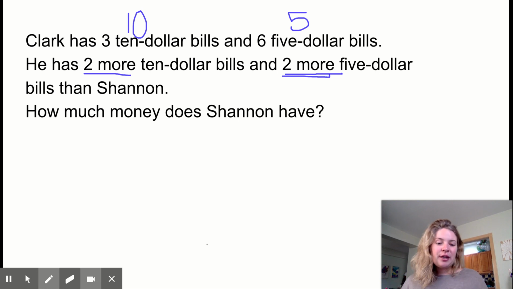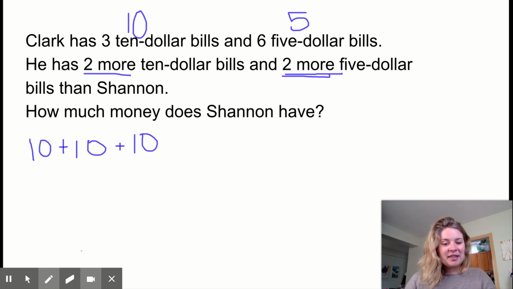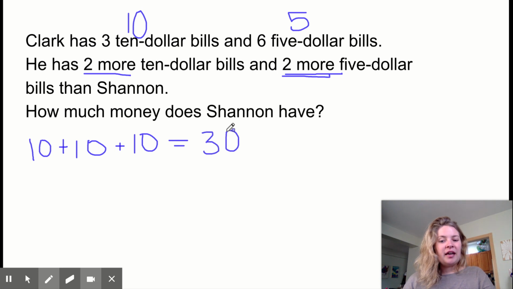So what do we know? Well, we know how much money Clark has. He has 3 $10 bills. Let's add 10 3 times. 10 plus 10 plus 10. What does that equal? That equals 30. So we know that Clark has $30 in $10 bills.